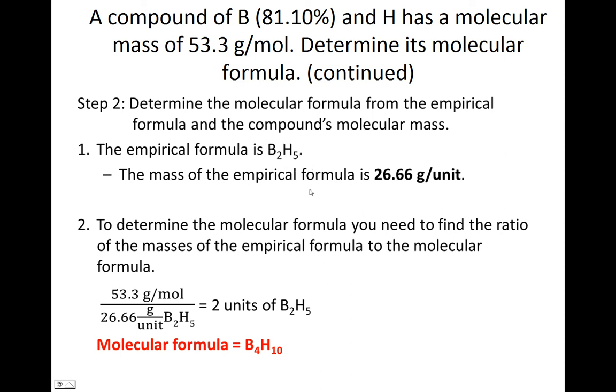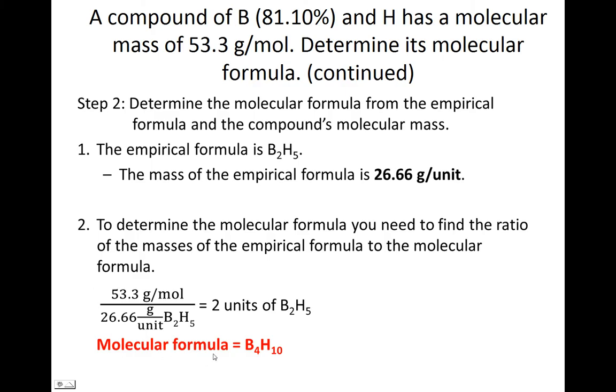So B2H5 has a mass of 26.66. But I'm given in my problem, I have 53.3 grams per mole. So I take that 53.3, I divide by the mass of grams for each unit, and that tells me I need 2 units of B2H5 in my molecular formula. So I multiply each subscript in my empirical formula by 2, and I get a molecular formula of B4H10.